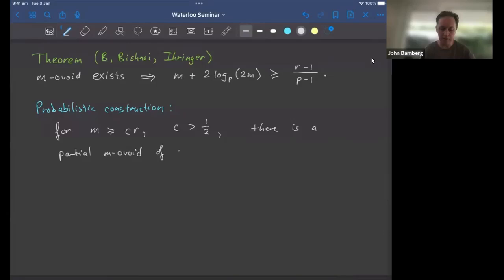Of size q to the omega r. Okay, so we can make fairly large partial m-ovoids in a polar space with rank r. Okay. So this is very strange to a finite geometer. They probably wouldn't like this very much, because it's a probabilistic construction.